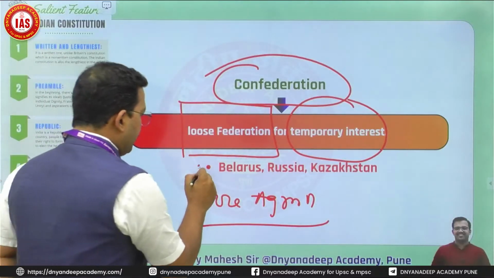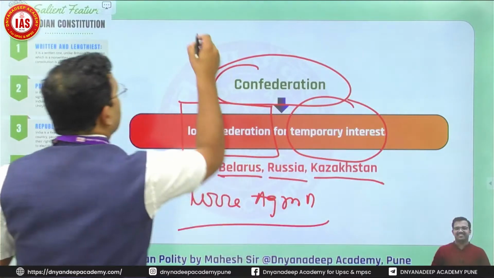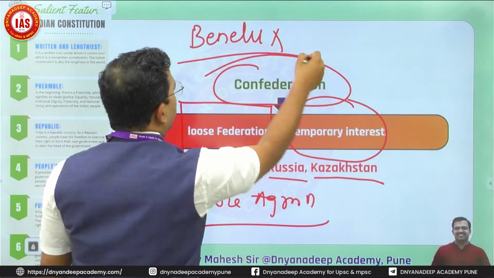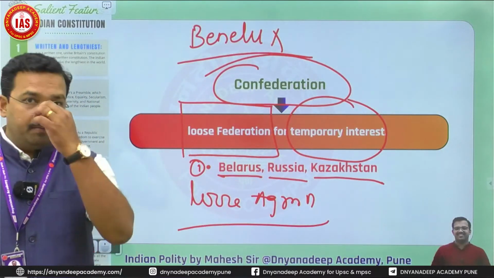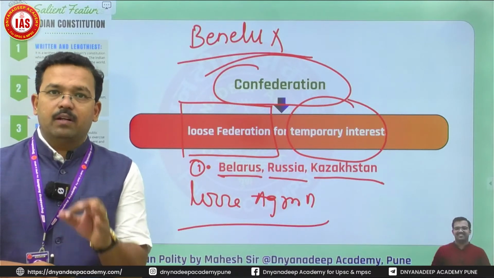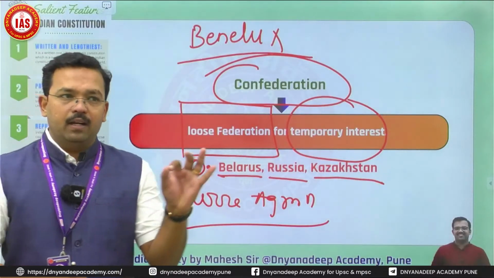Basically one confederation is Belarus, Russia, Kazakhstan. Second important confederation is Benelux. Benelux stands for Belgium, Netherlands, Luxembourg, which have a confederation amongst them.